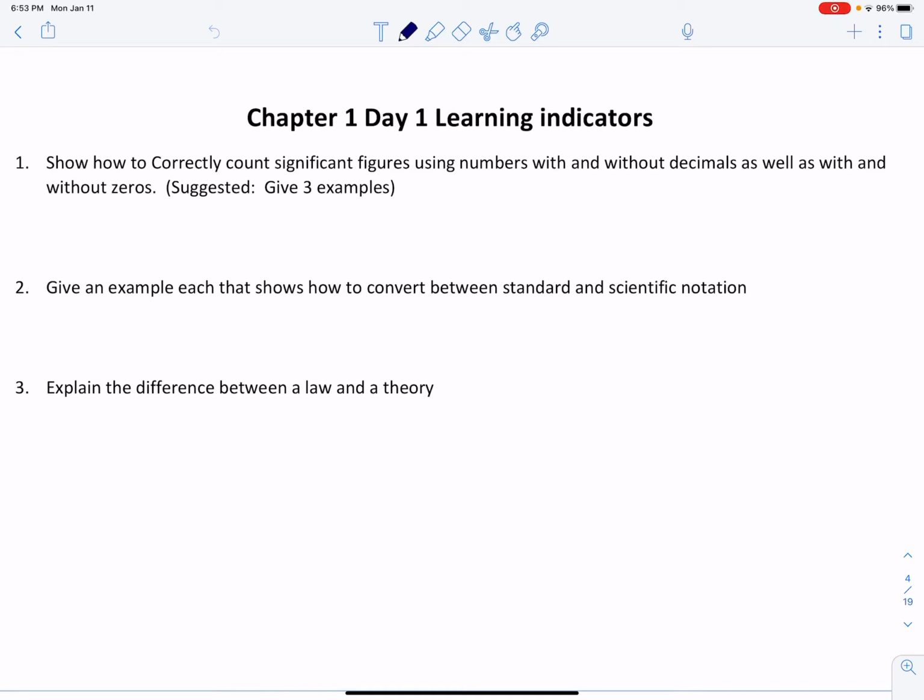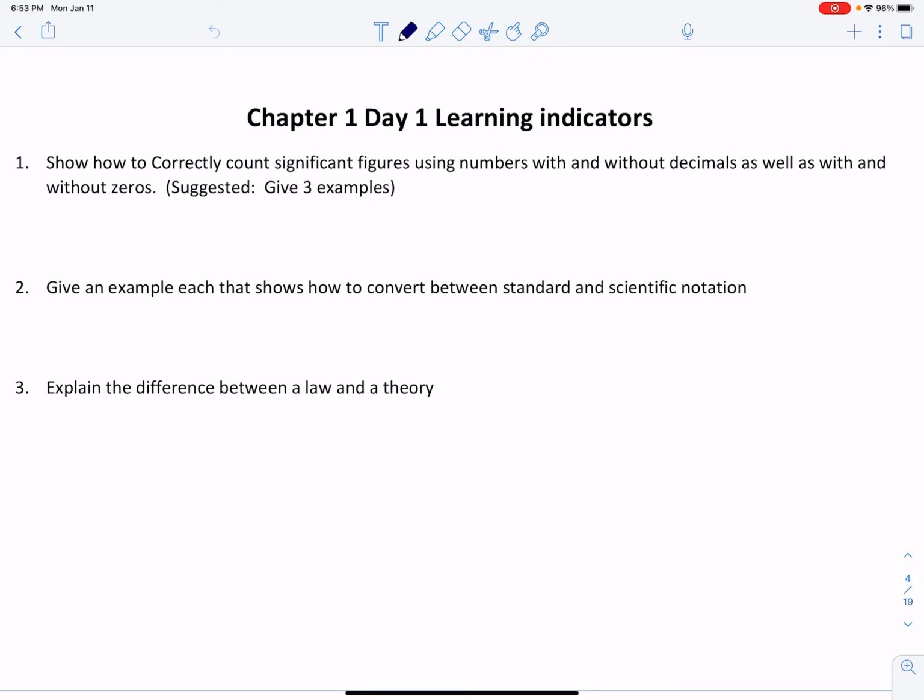Now, when we end the day, we end with Chapter 1, Day 1, Learning Indicators. So the things that are most important from the chapter are the student learning indicators, and there's no reason to hide them from you. That's what we want you to get most from that day's class, and that's what we're looking at when we're designing tests and assessments like tests and quizzes.